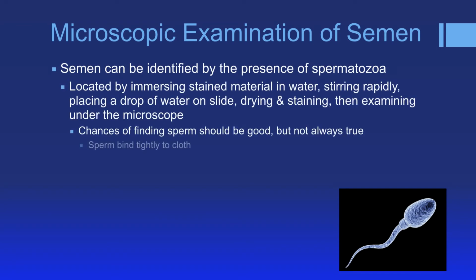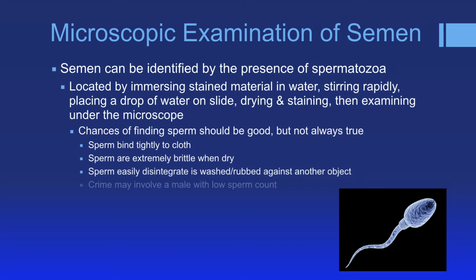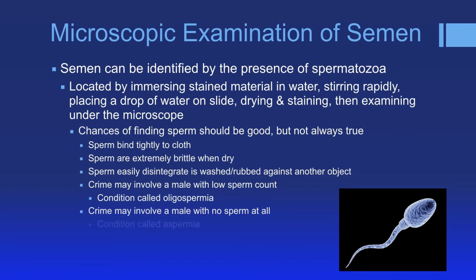Another test for examining semen is through a microscope. It can be identified by the presence of spermatozoa, which are sperm. They're slender, elongated structures, about 50 to 70 microns long, each with a head and a thin flagella, or a tail.